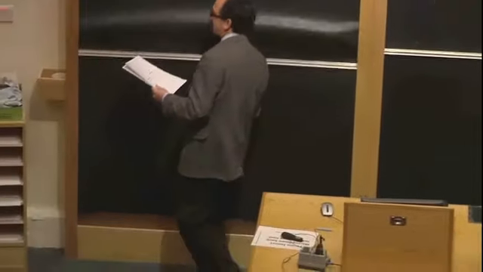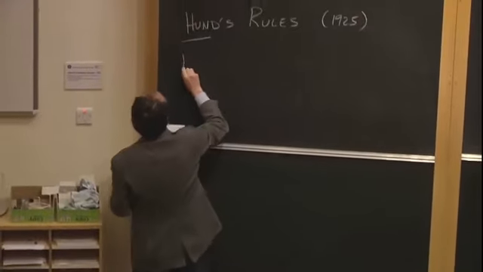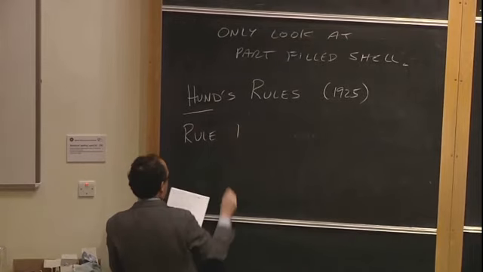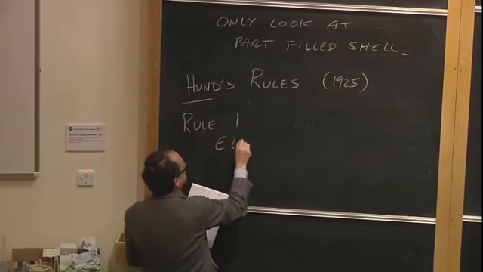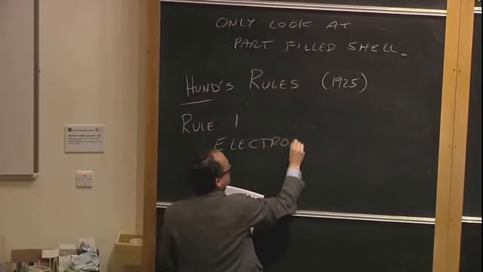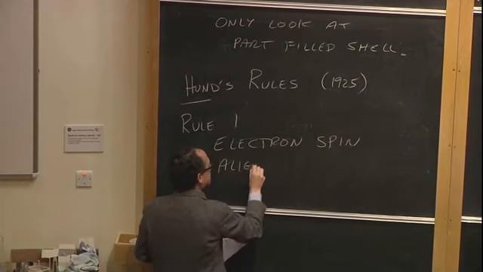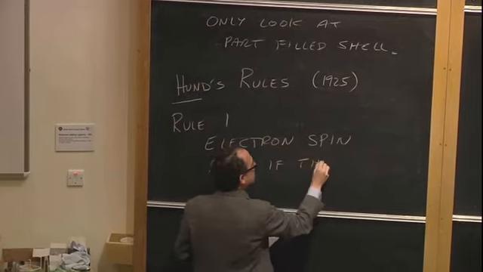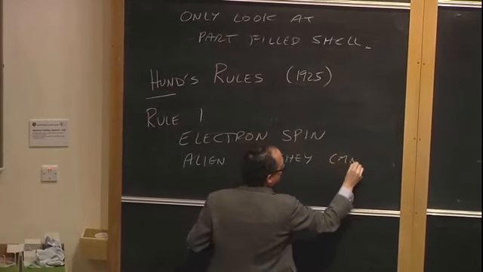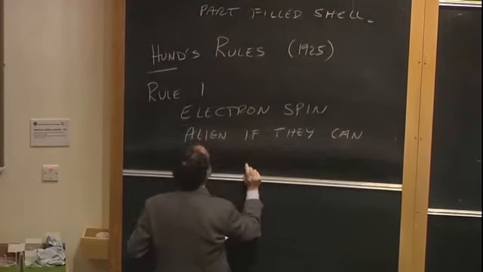So rule one. Electron spins align, if they can. In other words, you maximize S.